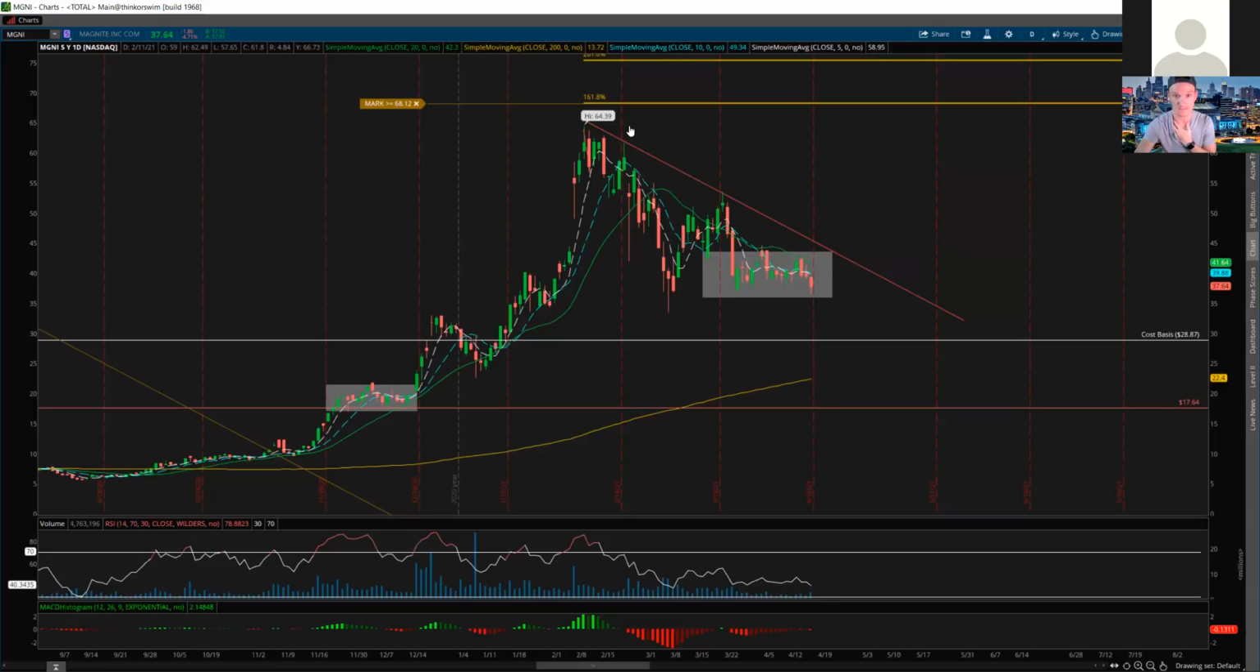And then you see this massive descending triangle right here, kind of like a giant bull flag, right? Let me draw this out.